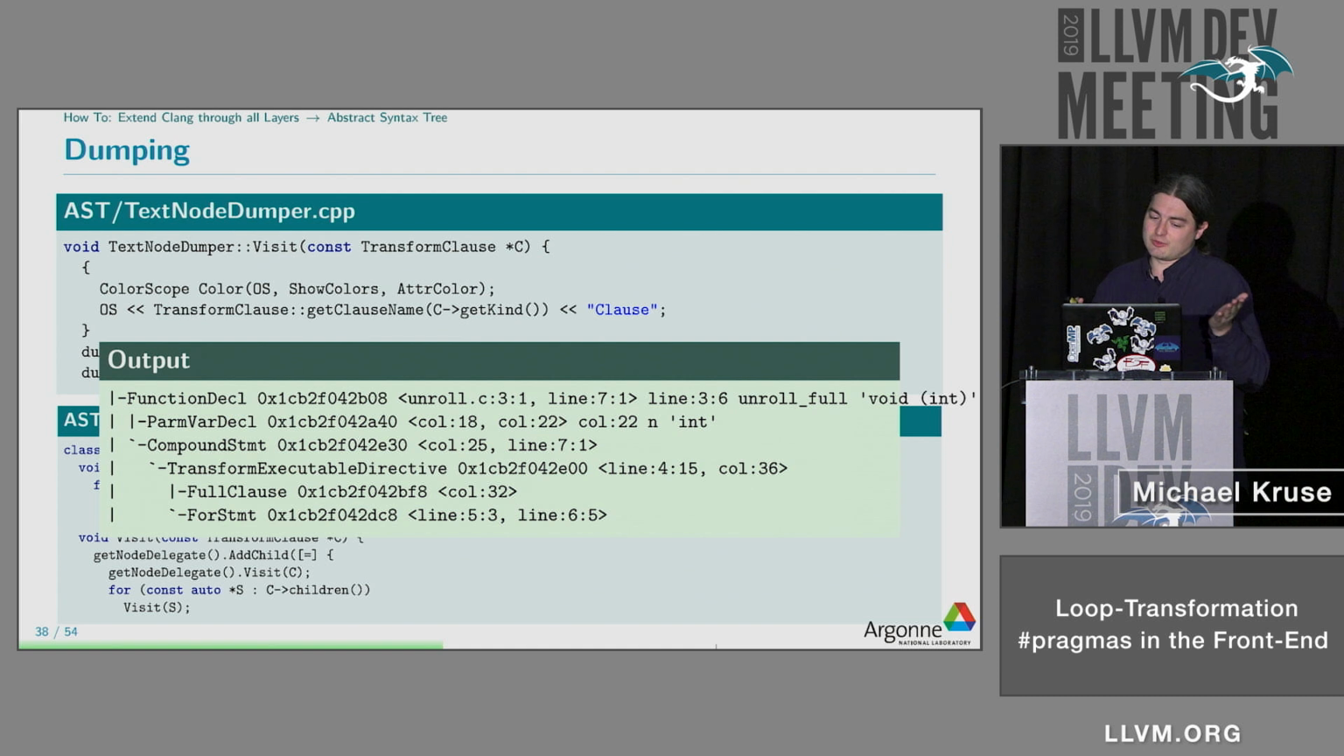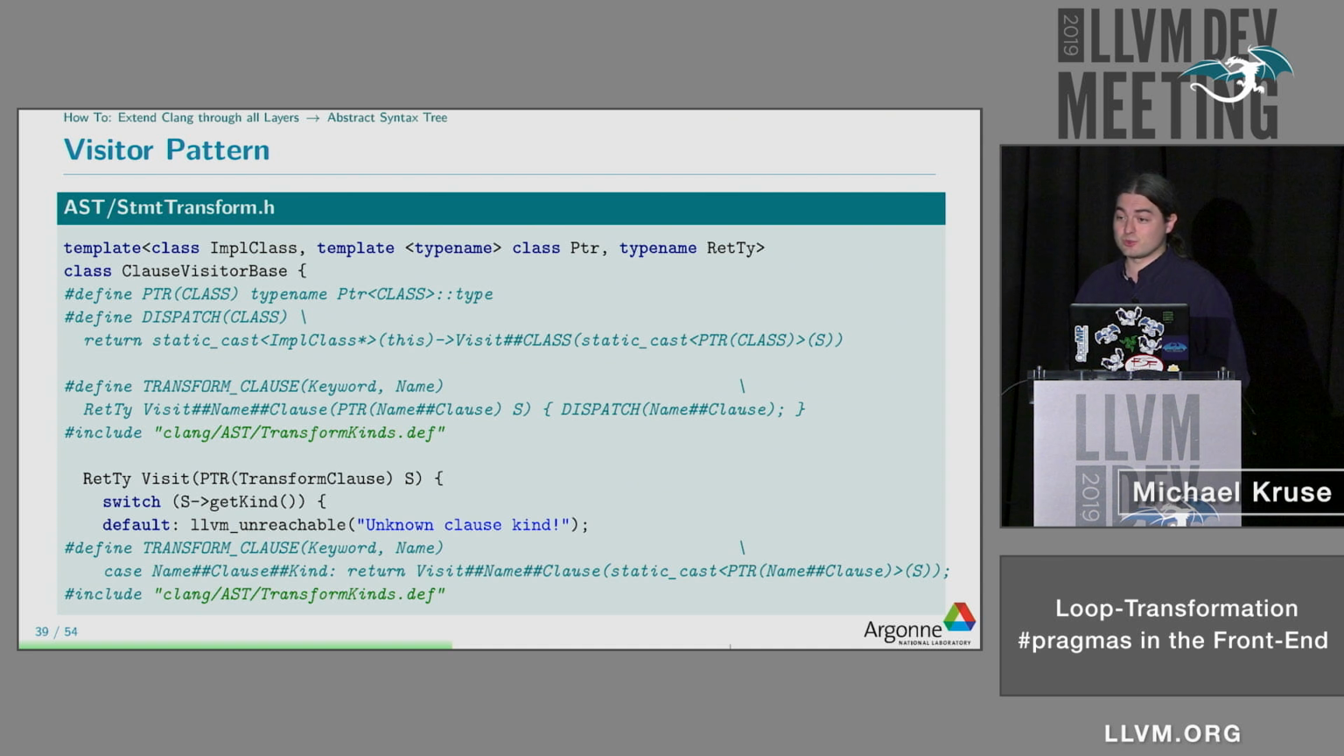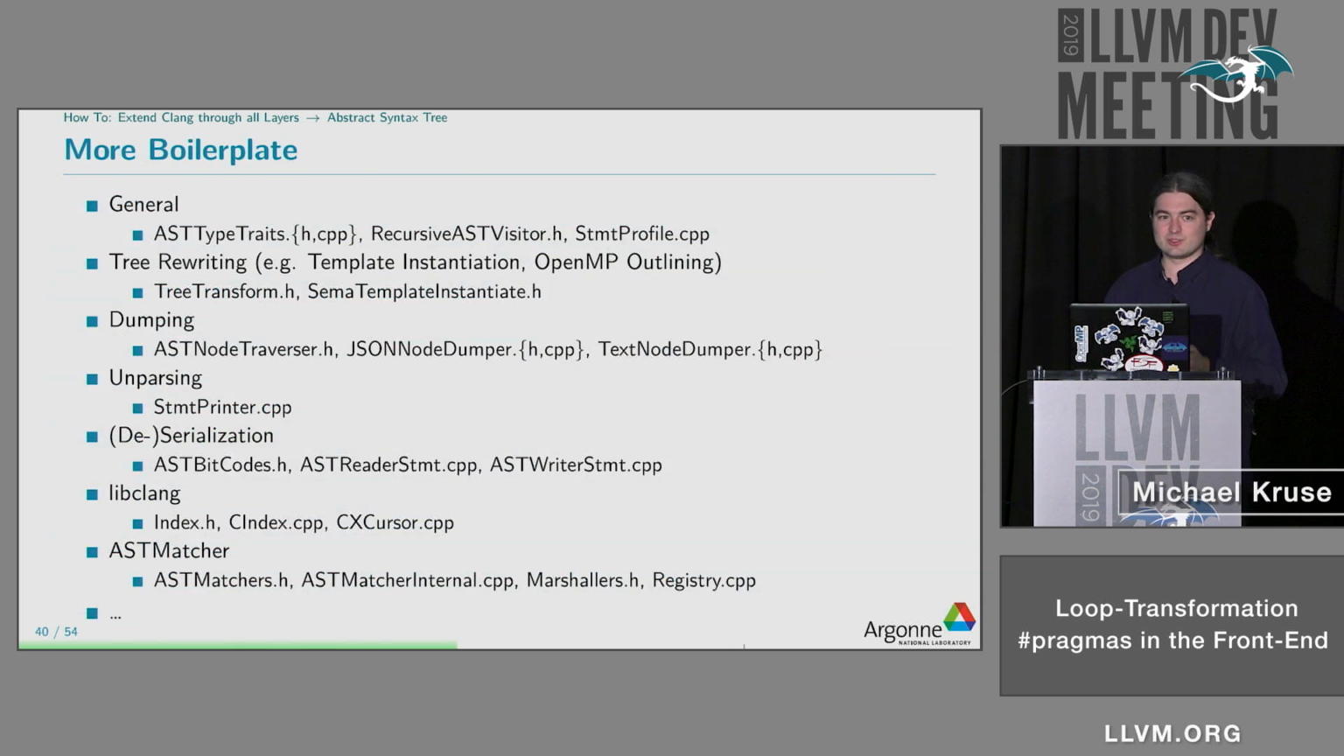So the output, if you do this, looks like this. You have the transform executable directive and the for clause, and actually the for statement that is a child of your AST node, but the for clause is not returned by children, so this is traversed by the AST visitors. Actually, I have to use a lot of these AST visitors, so it might be convenient to implement a visitor class to use in various patterns. And you need to use it, extend support for a class and a lot of other code. So for template instantiation, for dumping, we have that, unparsing, serialization, libclang, AST matcher.